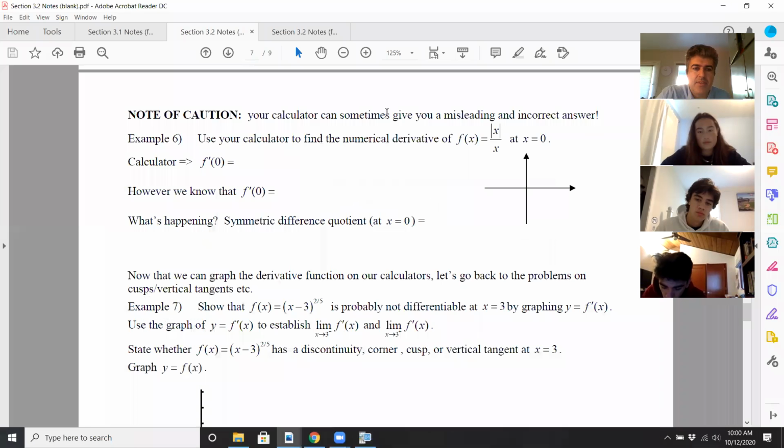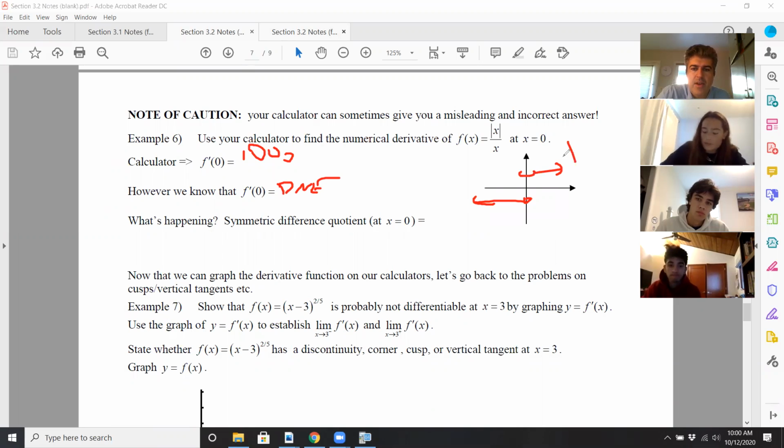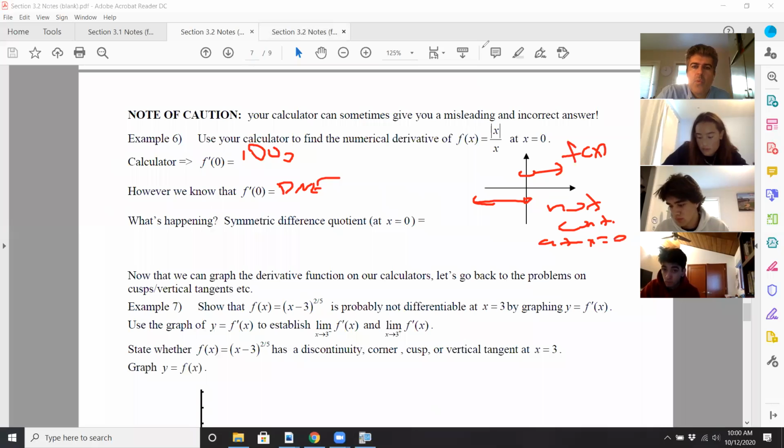So the calculator tells us this. That's 1,000. But we know it does not exist. Why does it not exist? Because it's not continuous, right? So here's a graph of f of x. And we know we're not continuous at x equals 0. What the calculator is doing, just so you know, it's doing this.